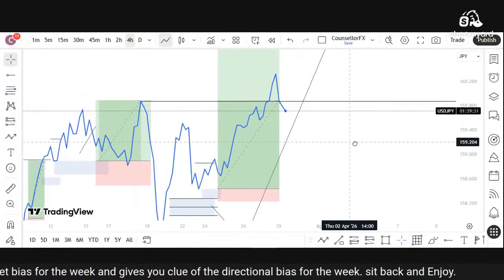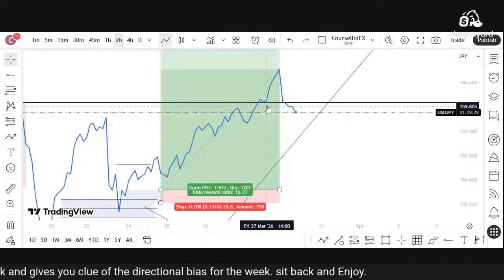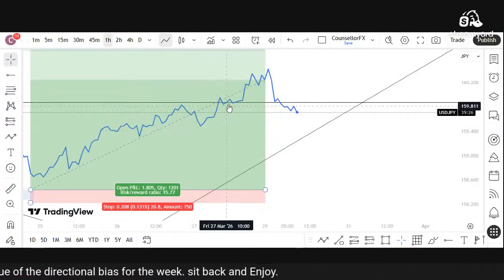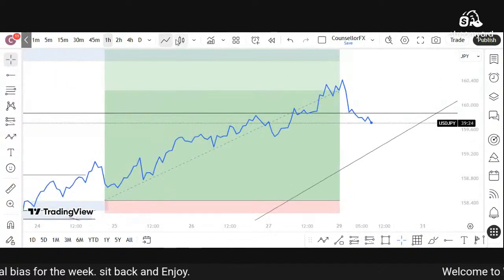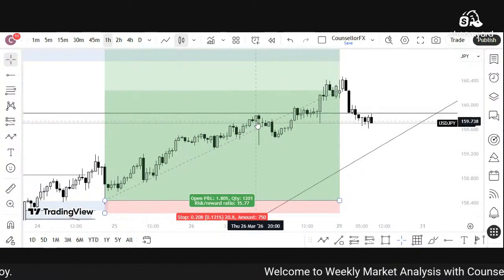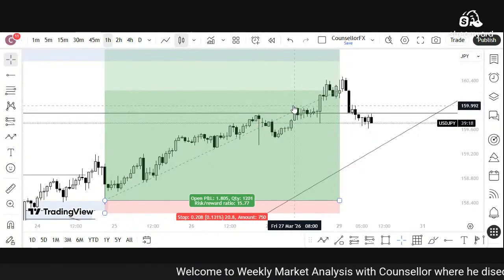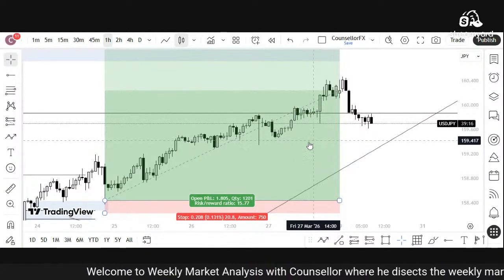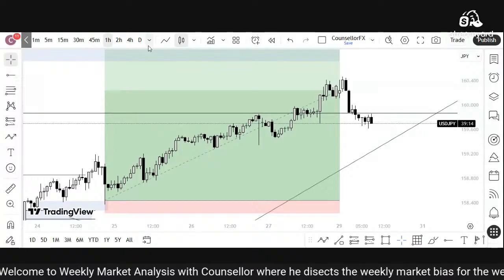Look at it. There's none. Even on 2 hours, there's none. Even on 1 hour, there's none. So what are you really selling? This one did not touch. This one that touched, it did not break down. It did not break. So what are you selling?